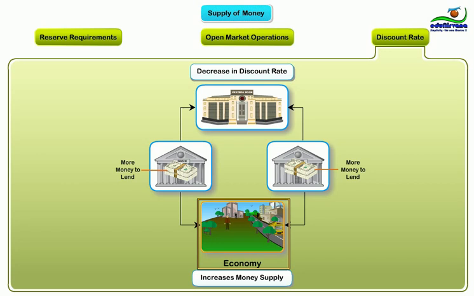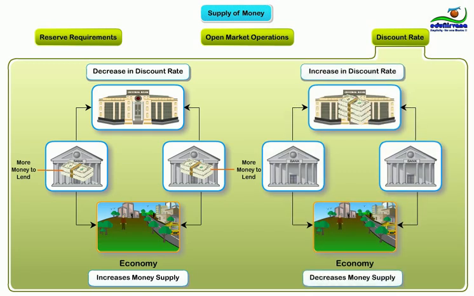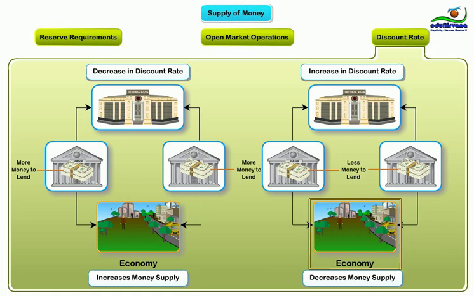The central bank can alter the money supply by changing the discount rate. When the central bank increases the discount rate, it discourages banks from borrowing from the central bank. So, they borrow less and the banking system has less money than it had before. Thus, an increase in the discount rate reduces the quantity of reserves in the banking system.